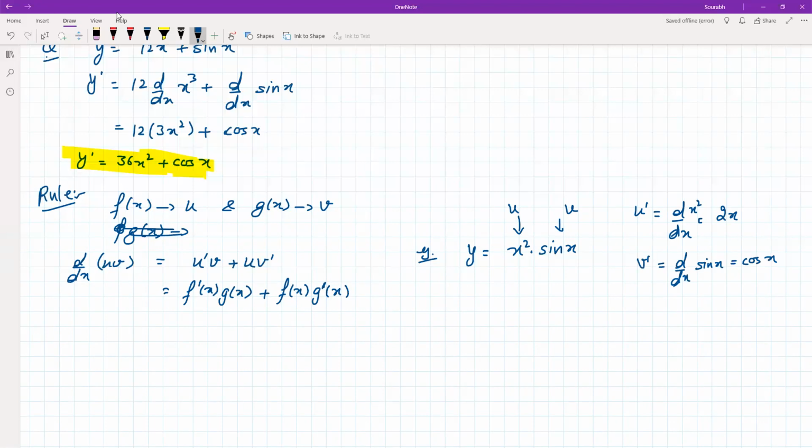So what do we have to do now? We have to find differentiation of this. So first you have to differentiate the first function, that is 2x, write the second function as it is, then plus write the first function as it is and differentiate the second function. So the second function is what? Sine x. Its differentiation will be cos x.